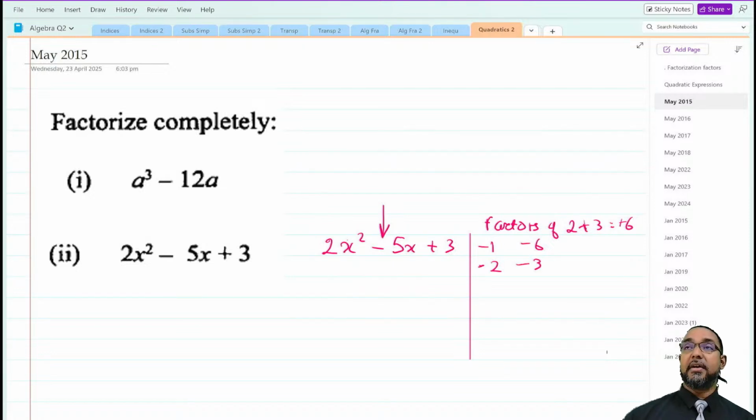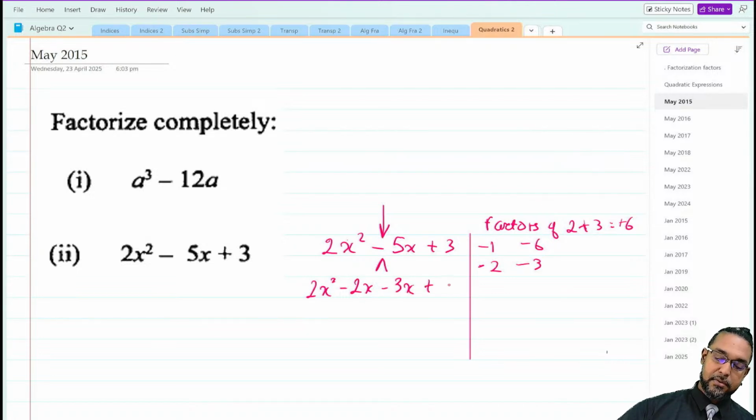So which of these pairs will give us minus 5 when we add them together? Minus 2 and minus 3, that's correct. So we could split minus 5x into minus 2x minus 3x, and then factorize by grouping. 2x squared and 2x, the common factor is clearly 2x. When we divide, we get x minus 1.